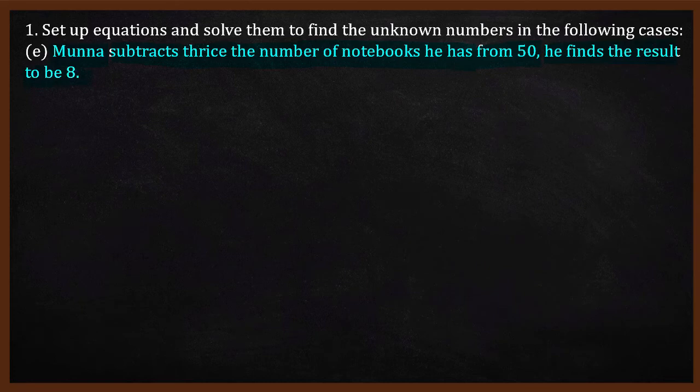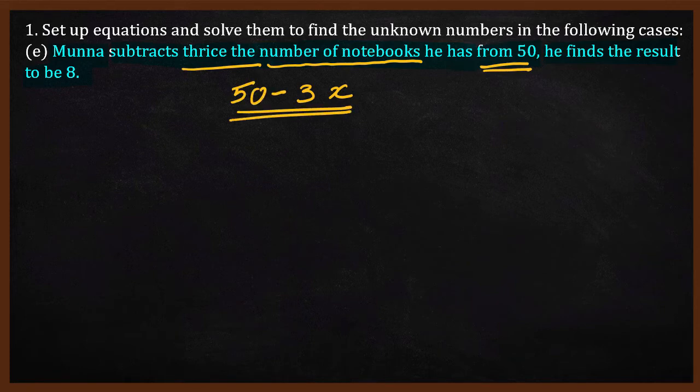Okay, let's look at the number. What are we trying to find? We're trying to find the number of notebooks in this case. That's x. He's saying 3x because thrice the number. And what is he doing? Is he subtracting from 50 or is he subtracting 50? He's subtracting from 50. So that will be 50 minus 3x. Now this is important. If you make a mistake here, you will get your answer wrong. Then he's finding the result and that is 8. So which means 50 minus 3x equals 8.